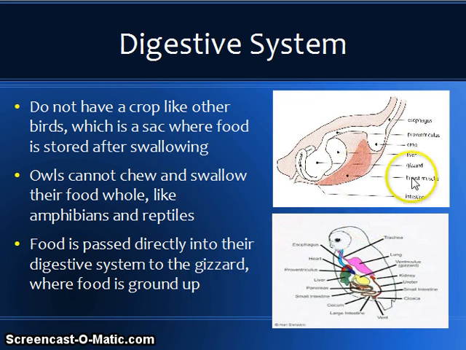Owls don't have a crop. And a crop is basically a sac where food is stored after swallowing. So this means that the food is directly passed into their digestive system. They can't chew, they have to swallow their food whole, much like amphibians and reptiles, because they don't have teeth. And since they don't have a crop, the food is passed directly into the gizzard where the food is ground up.